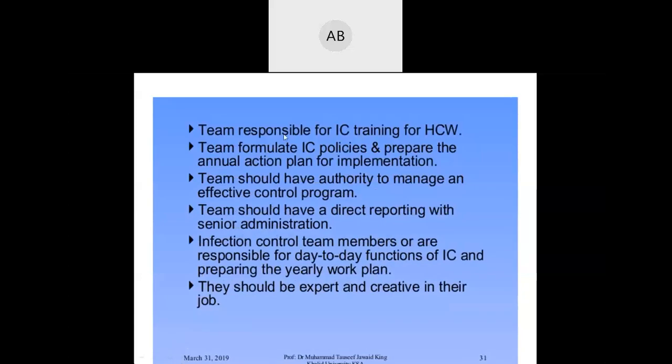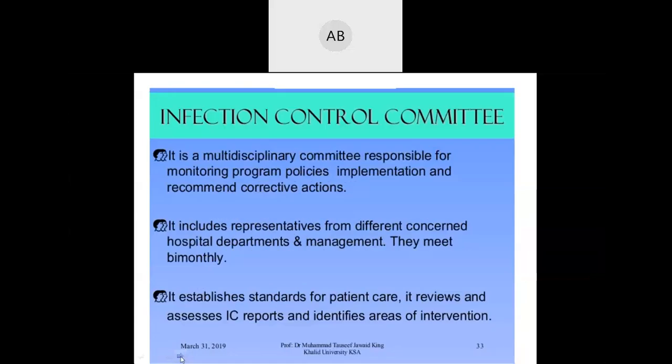So the team is responsible for infection control training for the healthcare workers. The team has to formulate infection control policies, and then they have to see that this plan is implemented. The team should have authority to manage an effective control plan. The team should have direct reporting with the senior administration. They are responsible for day-to-day functions, as I have told, and they should be experts and creative.